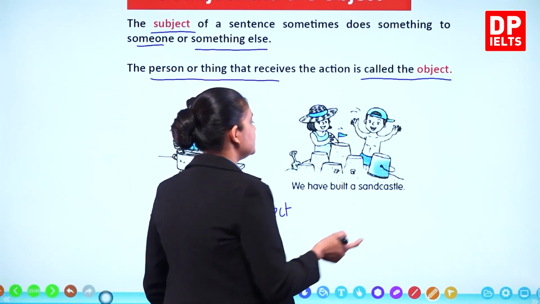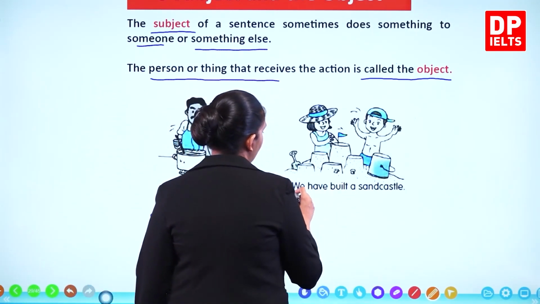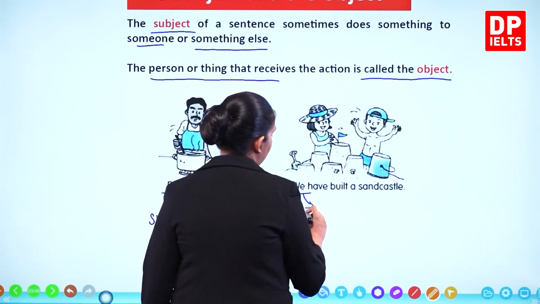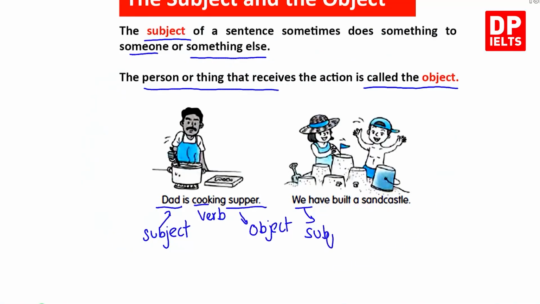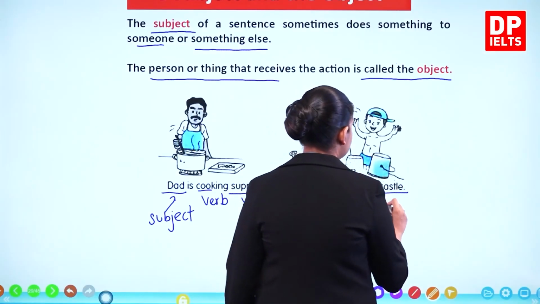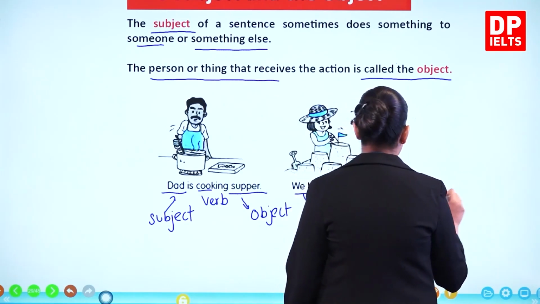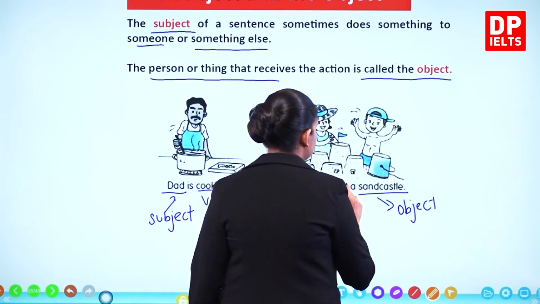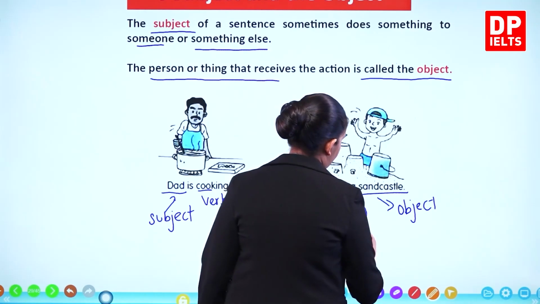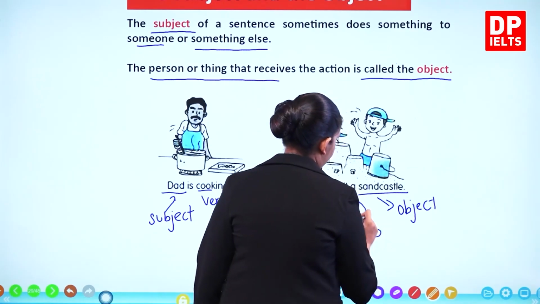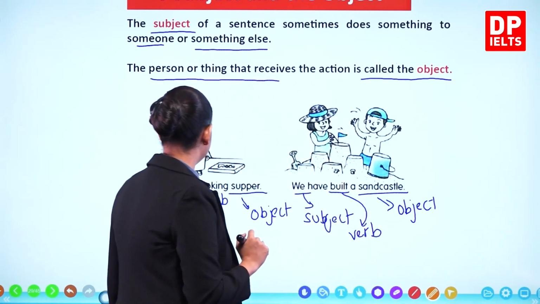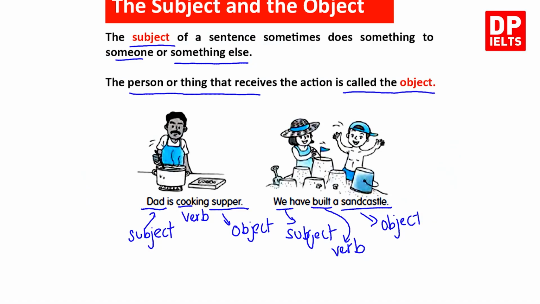We have built a sandcastle. Who has built a sandcastle? We. And that is the subject. What have we built? A sandcastle. So sandcastle is the object. Built is the verb. Okay? We have built a sandcastle.